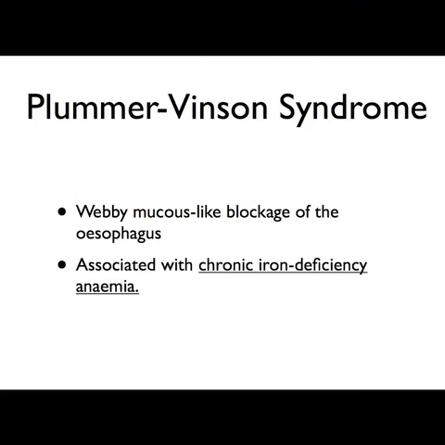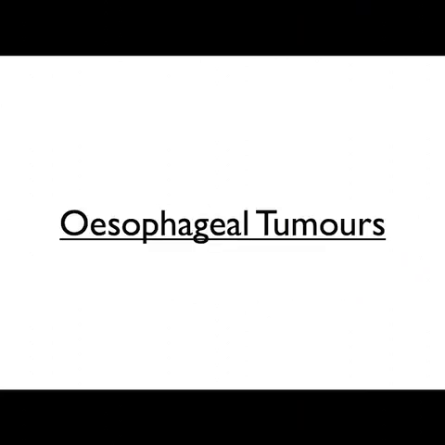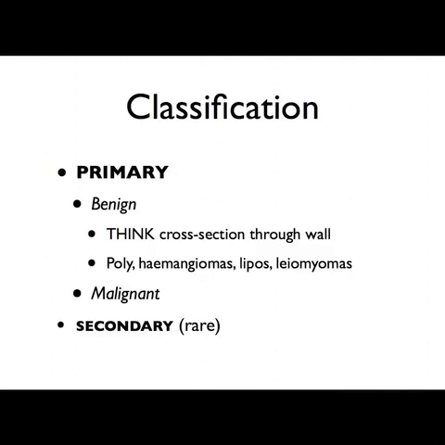So let's go on now to talk about tumours of the esophagus. As with most tumours, there's quite an easy way to divide these. So how would you divide them? I'd go primary and secondary, firstly. So obviously the primary can then be divided into benign and malignant.